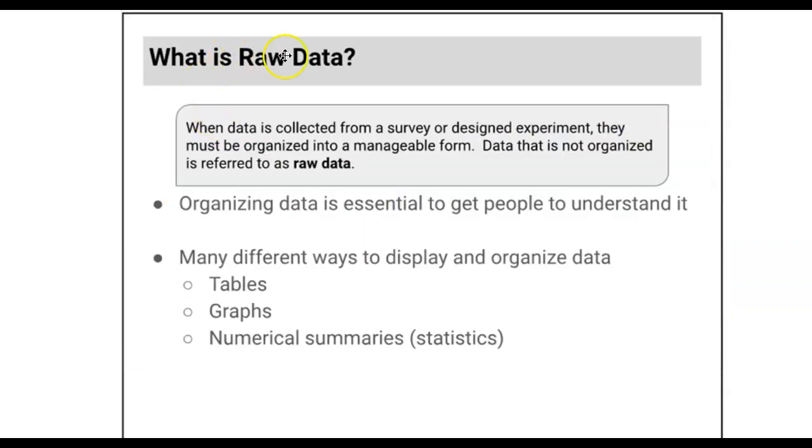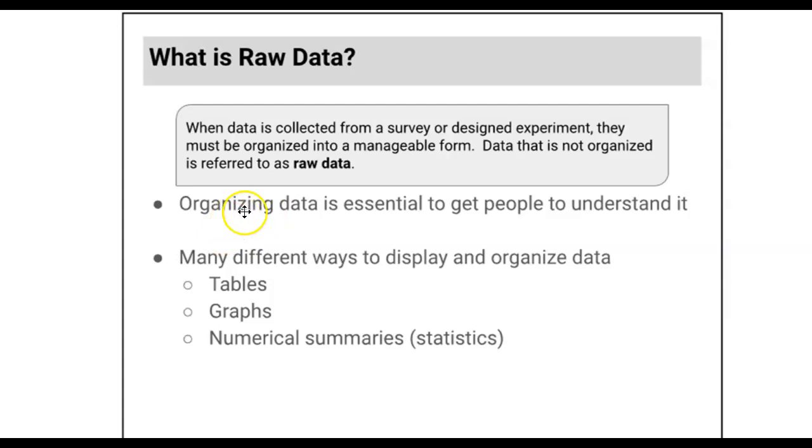All right, first let's take a look at what raw data is. The term raw data does sort of make my nose crinkle a little bit. When you think of the word raw, you should think of raw meat or something like that, just something that's not cooked yet. And when you think of raw data, it's data that hasn't really been prepared or organized yet. Data that's not organized is referred to as raw data.